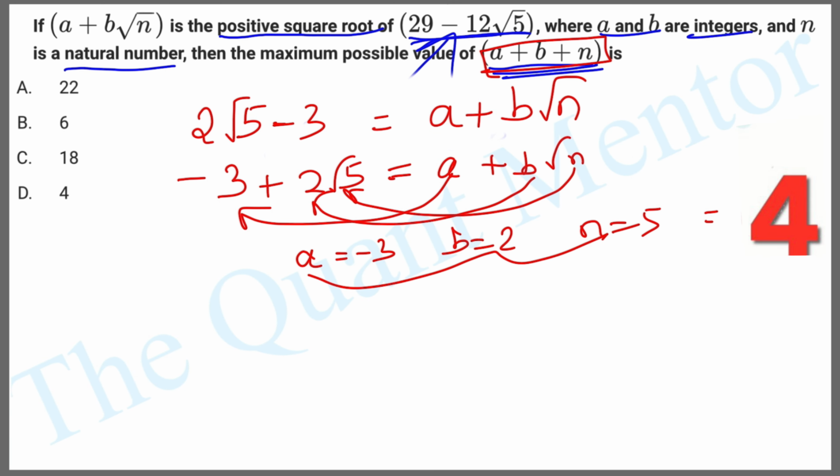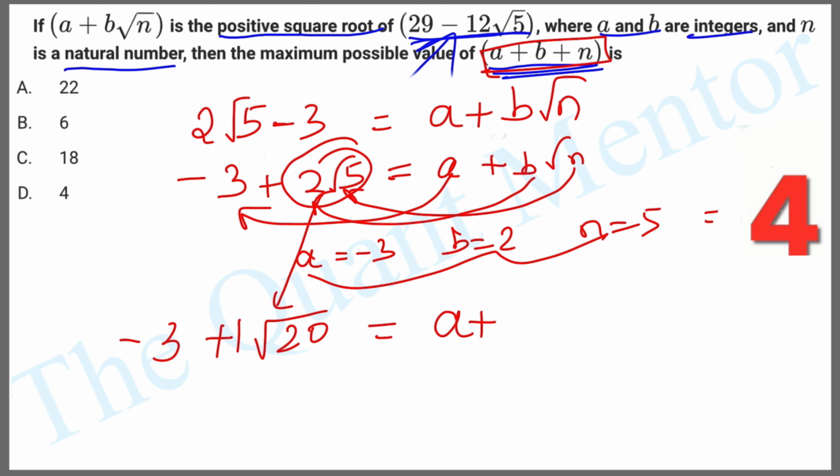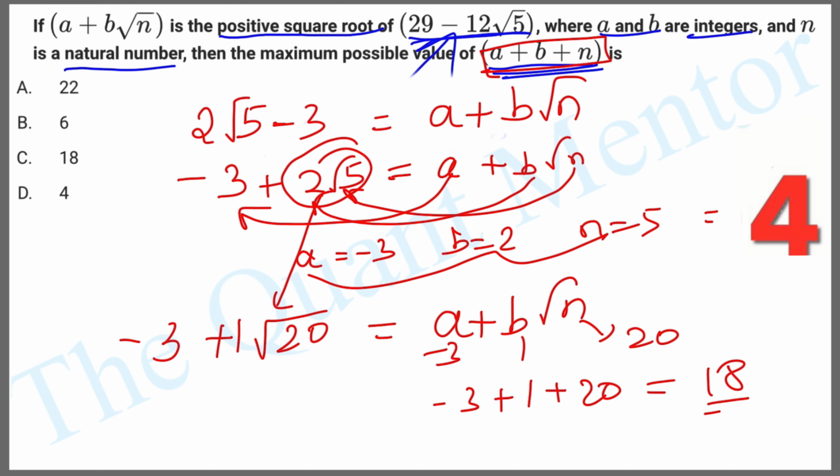But then you have to be slightly more careful, since we have minus 3 plus 2 root 5 here. 2 root 5 can be written in the pure surd form as root of 5 into 4, that's root 20. So basically we can also write the left hand side as minus 3 plus root 20, or minus 3 plus 1 root 20. And now we'll compare this with a plus b root n. We'll get a as minus 3, b as 1, and n as 20. And now a plus b plus n will have a value of 18. That seems to be the highest value. It's the C option, 18.